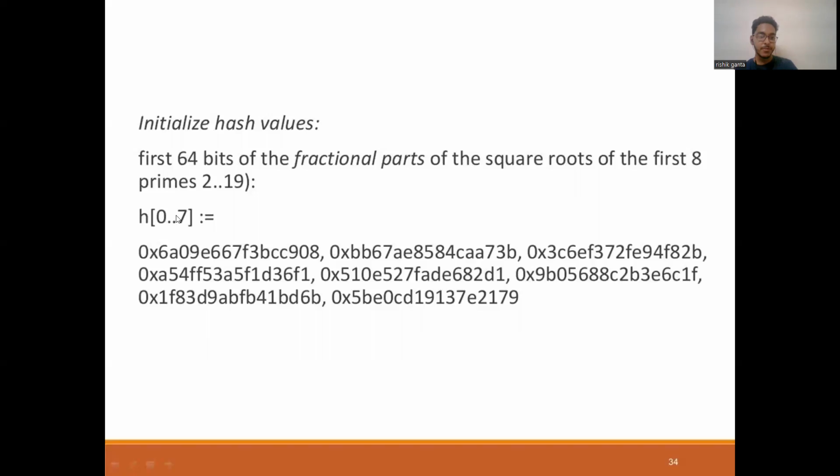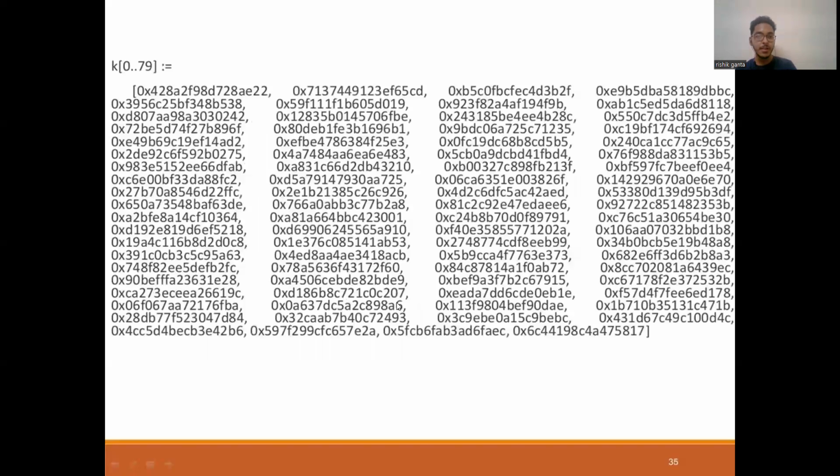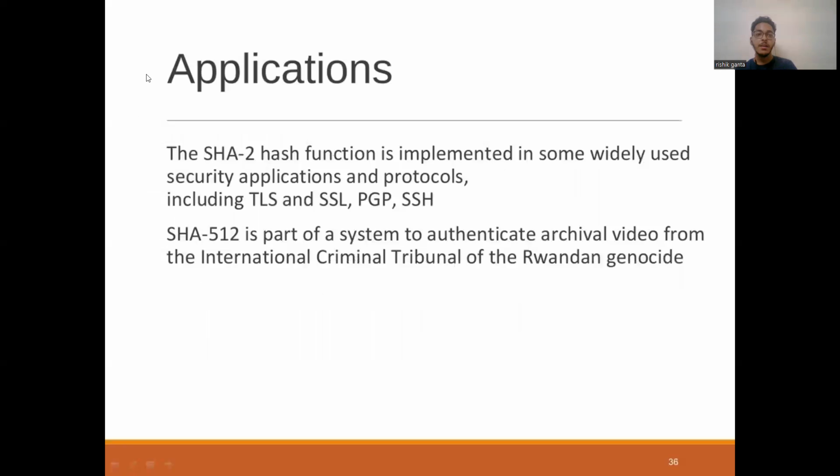Initializing the hash value: these are the initial values of the 8 registers, the first 64 bits of the fractional parts of the square roots of the first 8 primes. So these are the hash values which I've mentioned before, and these are the K weights. You can look at them.